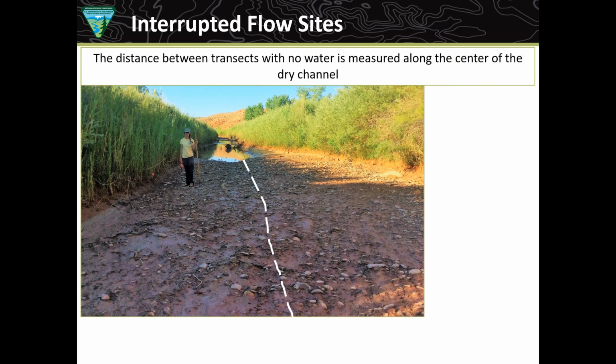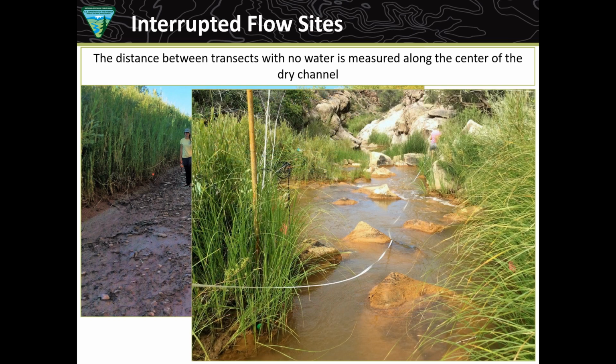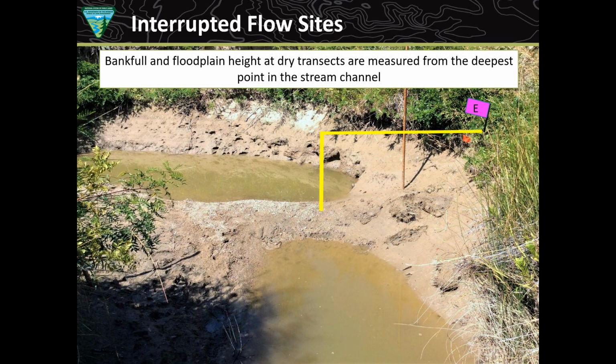For example, when setting up the reach at an interrupted flow site, the distance between transects where there is no water present is measured along the center of the dry channel. In contrast, in areas that have water, transect spacing is measured along the thalweg. Another example is that at interrupted flow sites, bankful and floodplain height at dry transects are measured from the deepest point in the stream channel along the transect.